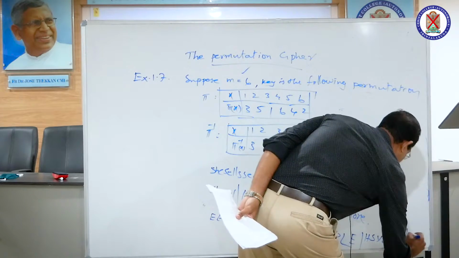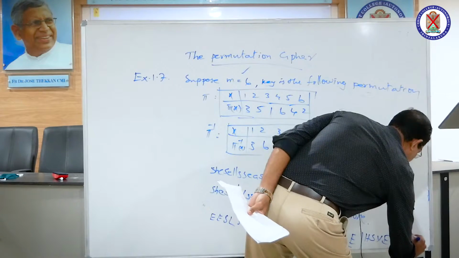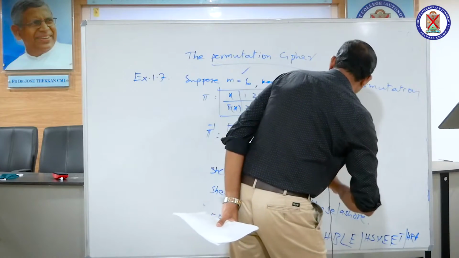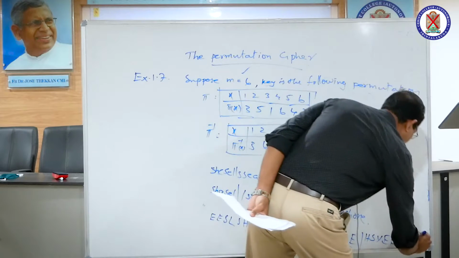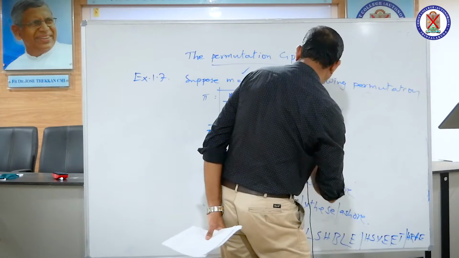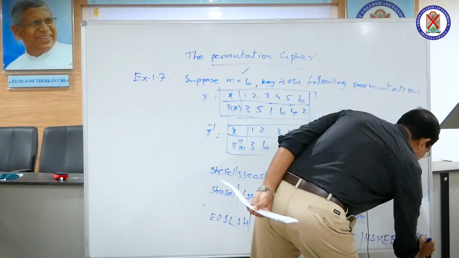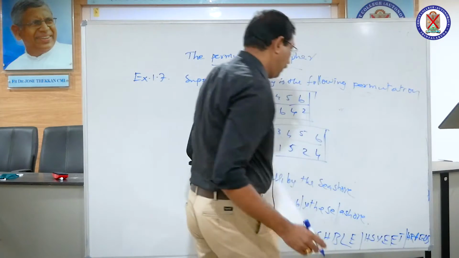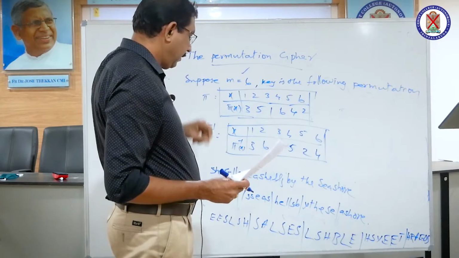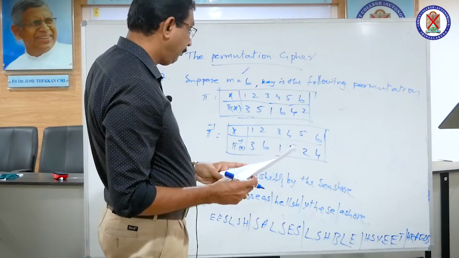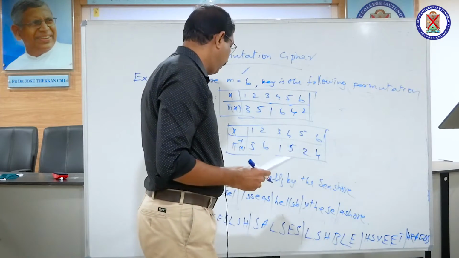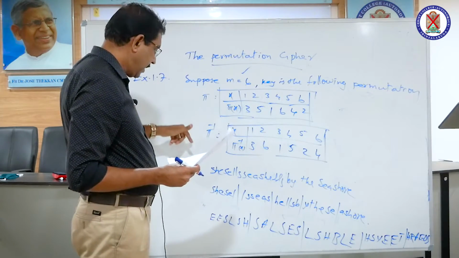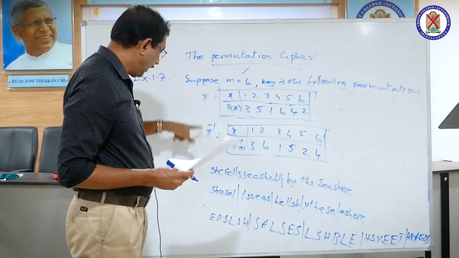Then finally, the last lap: third one H, fifth one R, first one A, sixth one E, fourth one O, and finally second one, that is S. That is, ASHORE is decrypted as HRAEOS. This is the decryption by using this permutation pi and the encryption formula.